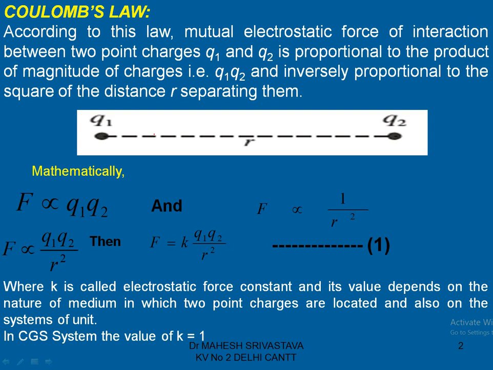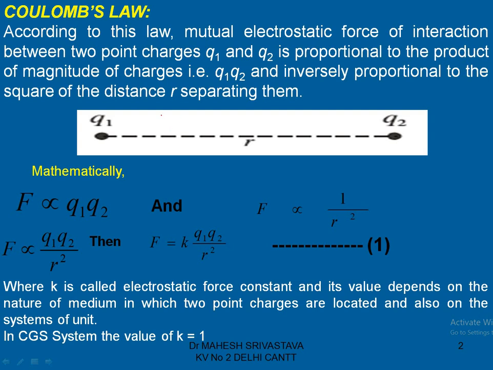Now we define Coulomb's law. According to this law, the mutual electrostatic force of interaction between two point charges Q1 Q2 is directly proportional to the product of the magnitude of charges, that is Q1 Q2, and inversely proportional to the square of the distance separating them.